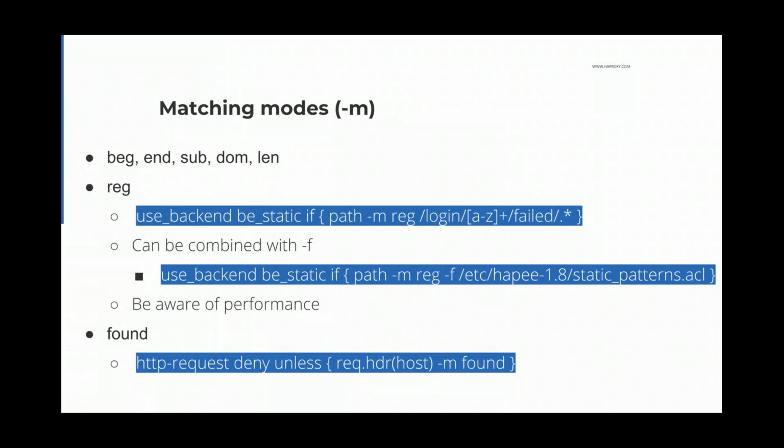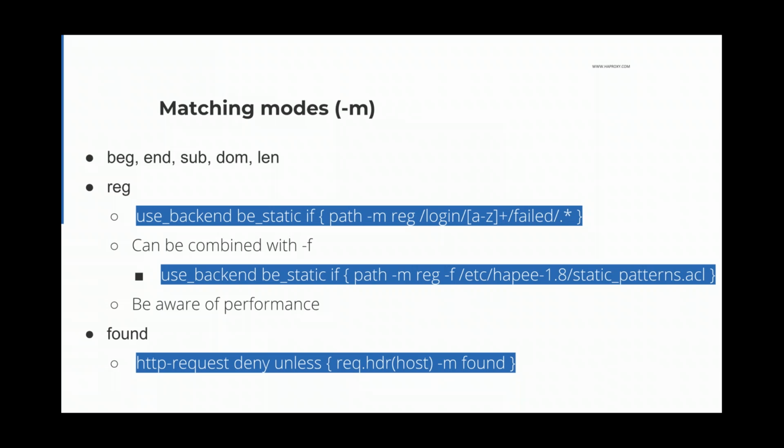So I could do path -m end .png .svg, and then if the extension is PNG or SVG, the ACL will match. So you can send the requests to a static server. You can also use -m sub, which is similar to begin and end. It just matches if the value is anywhere inside of the sample.